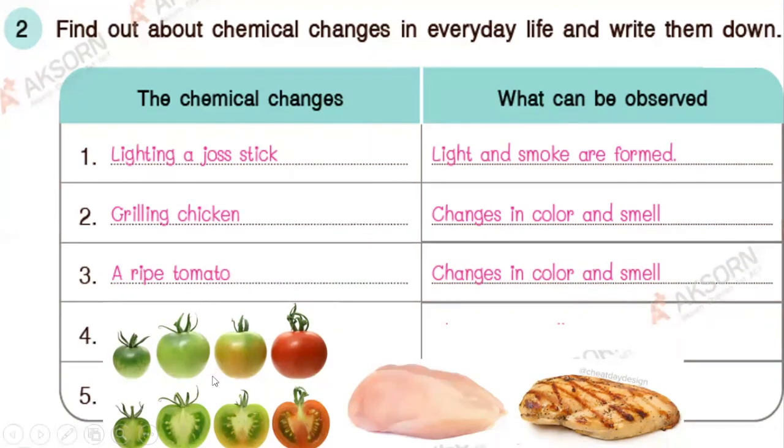Okay, any chemical changes you can observe in everyday life, write them down. Number 4 and number 5, chemical changes, and what can be observed, what is the difference before and after the chemical changes. In the same way, like we made 3 chemical changes and described what we can observe, you fill up number 4 and 5. Okay, when you finish, we can continue our lesson. All right, now pause the lesson and complete the table, please.